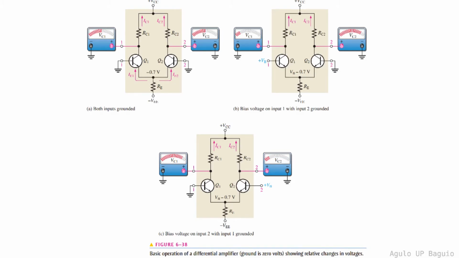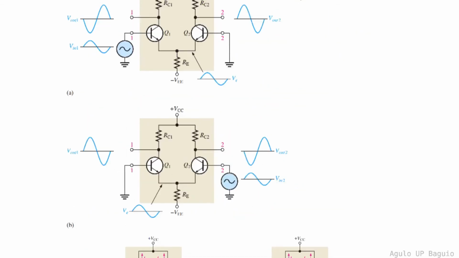Recall that the collector voltage VC is just equal to VCC minus the voltage across RC1. The emitter current from Q2 decreases since the emitter junction is at a higher potential. This decreases the collector current as well through RC2, which decreases the voltage across RC2, and consequently increases the collector voltage at Q2. The same behavior happens when input 1 is grounded and input 2 is positively biased, except that the collector voltage at Q2 decreases and the collector voltage at Q1 increases.